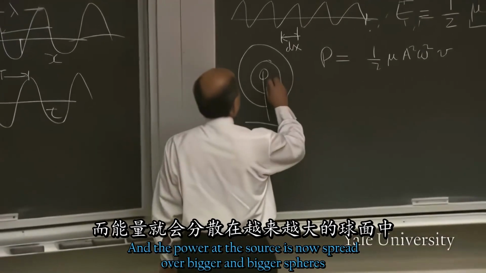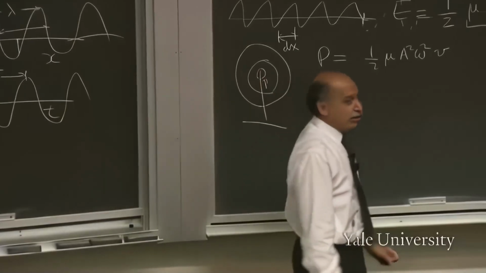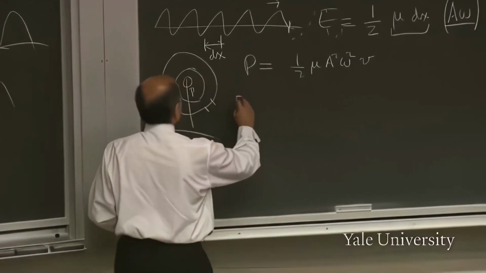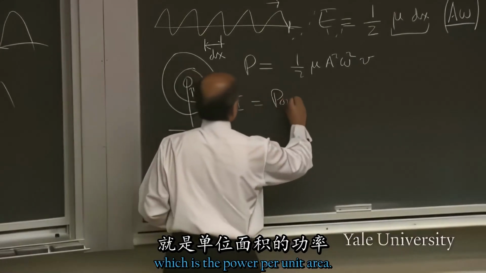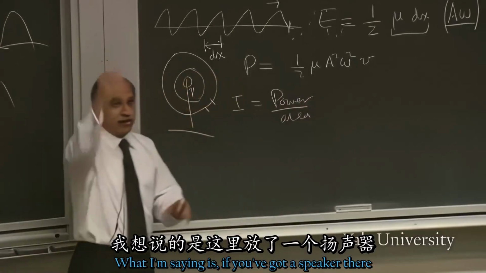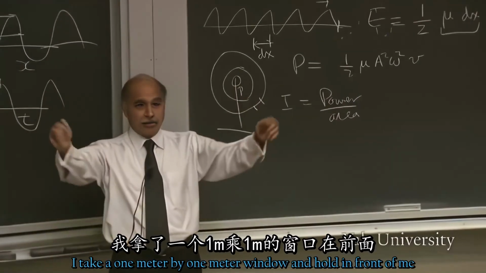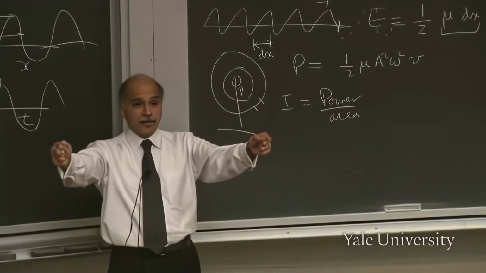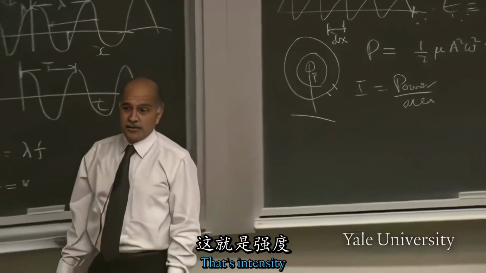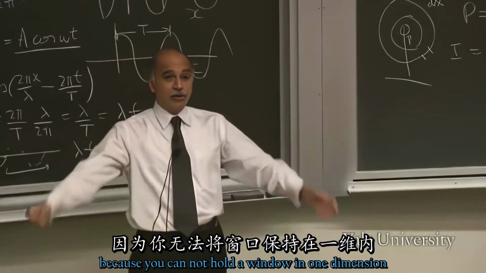And the power at the source is now spread over bigger and bigger spheres. So in 3 dimensions, we have the notion of intensity, which is the power per unit area. What I'm saying is, if you've got a speaker there, it's sending out sound waves. I take a 1 meter by 1 meter window and hold it in front of me and ask how much power crossed this in 1 second. That's intensity. You don't have the notion in 1 dimension because you cannot hold a window in 1 dimension.